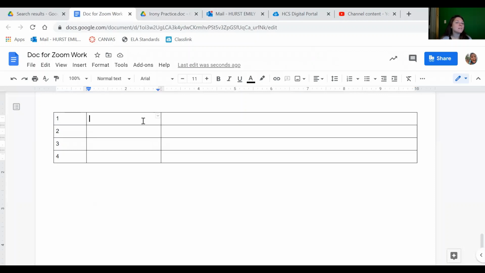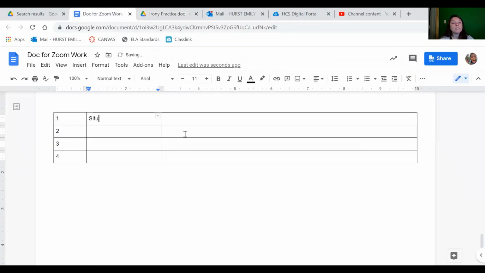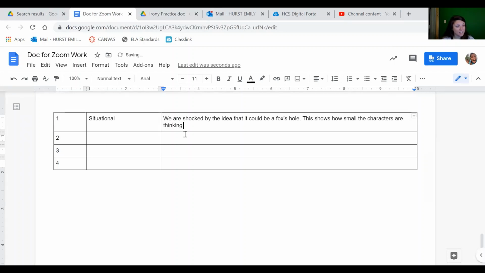All right, the first one is, there was one person who said, "I wonder if it's a fox's hole." I think this creates some situational irony because we are shocked by the idea that it could be a fox's hole. We know that it's probably not a fox's hole because that's not much of a story. This shows how small the characters are thinking, which adds to the idea that they don't even know about their consequences. So this contributes to both characters and theme.